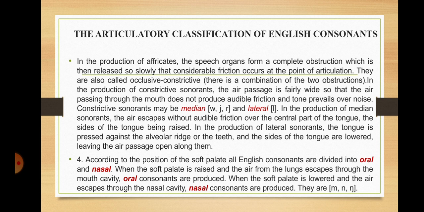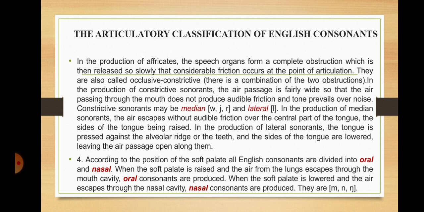In the production of constrictive sonorants, the air passage is fairly wide, so that the air passing from the mouth does not produce audible friction, and tone prevails over noise. Constrictive sonorants may be median and lateral. In the production of median sonorants, the air escapes without audible friction over the central part of the tongue, the sides of the tongue being raised. In the production of lateral sonorants, the tongue is pressed against the alveolar ridge or the teeth, and the sides of the tongue are lowered, leaving the air passage open along them.